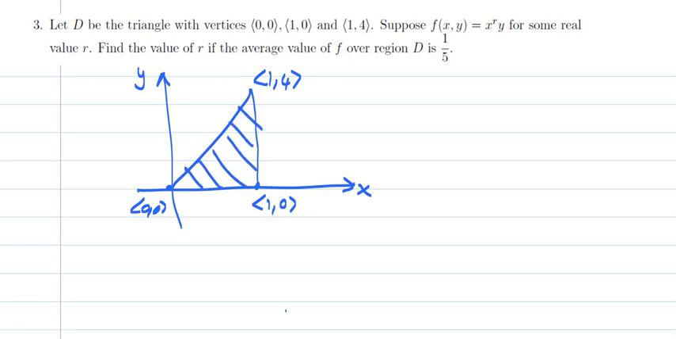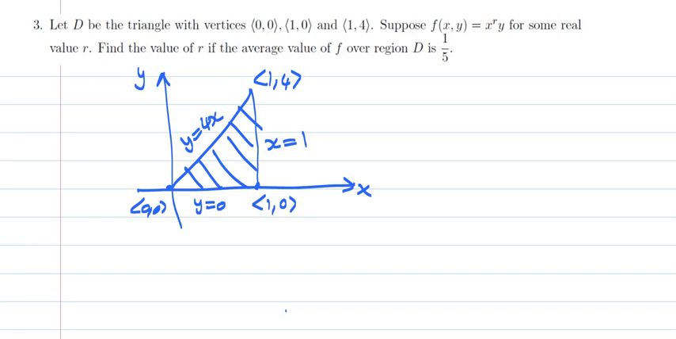Because it's a triangle, you have 3 boundaries. You have this boundary, which is obviously when y is equal to 0. You have this boundary when x is equal to 1. And then you have this boundary when y is equal to 4x. Maybe we're going to need it, or maybe we're not. Now, f is a function of 2 variables, but it is of the form x to the power r times y for some unknown real number r. Your job is to find the value of r so that the average value of function f over this region D, which we just sketched, is 1 over 5.